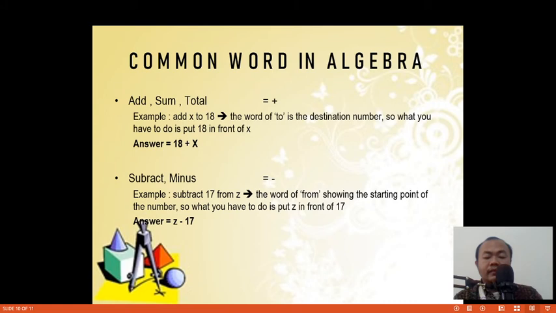The word "to" is the destination number. So what you have to do is put 18 in the front: 18 plus x. Or subtract, showing with minus. Subtract 17 from z. The word "from" shows the starting point of the number, it starts from z. So what you have to do is put z in front of 17. You have to reverse. Plus and minus, you have to reverse. The answer is z minus 17.